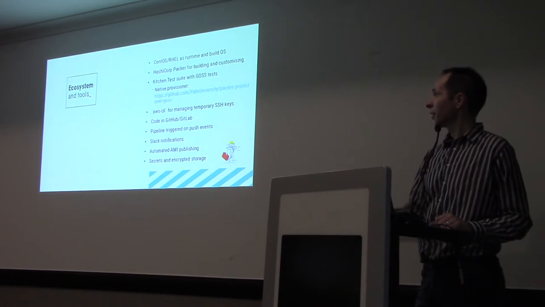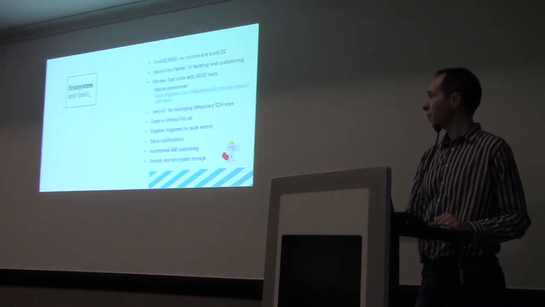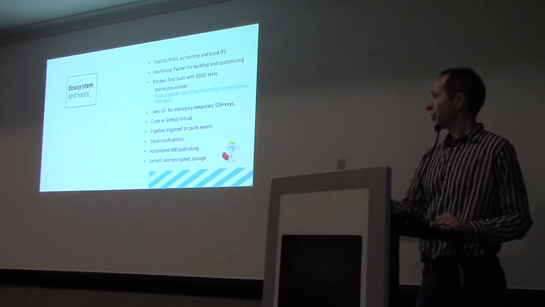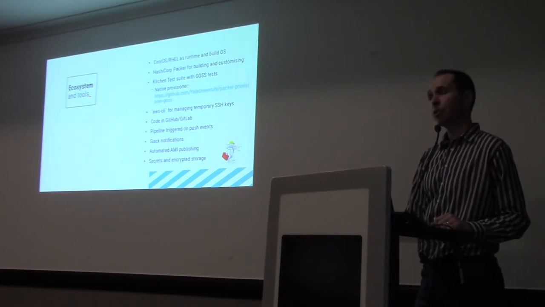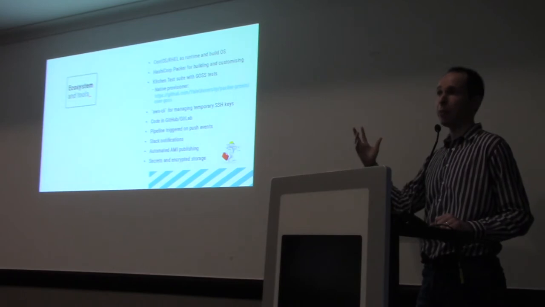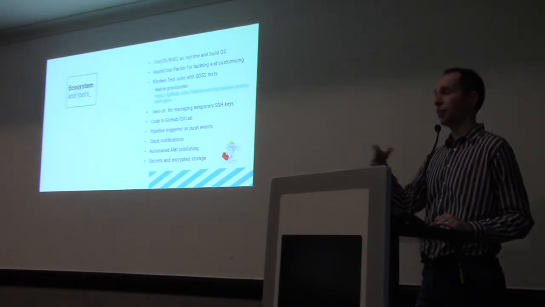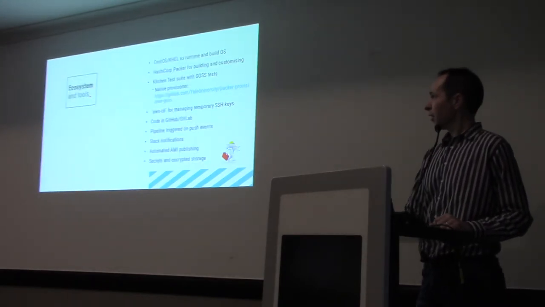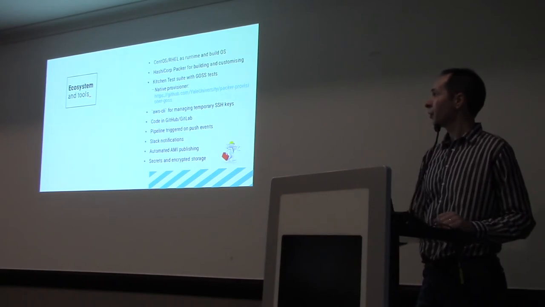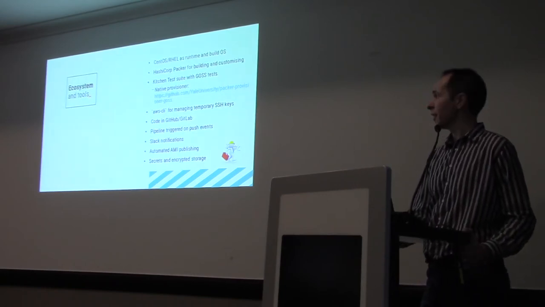The code is of course stored in any kind of Git repo that you can access. We are triggering pipelines on push events, so whenever you push to your Git repo, it automatically kicks off your pipeline for building an AMI or testing it afterwards. We also get Slack notifications after this phase is done.